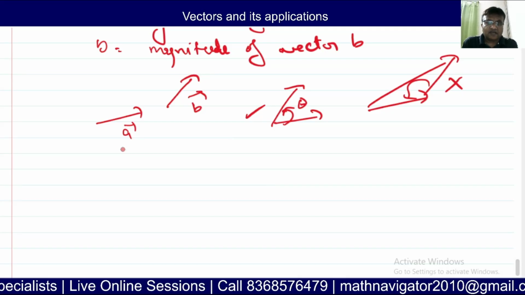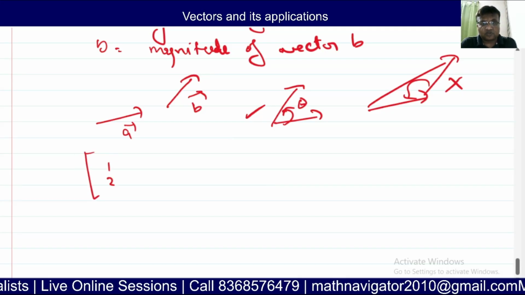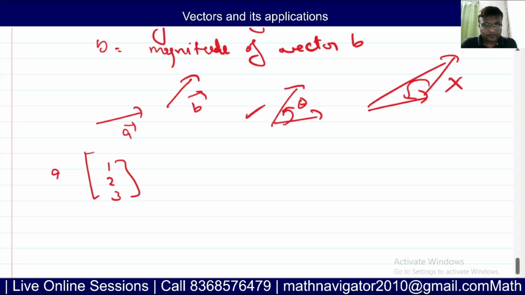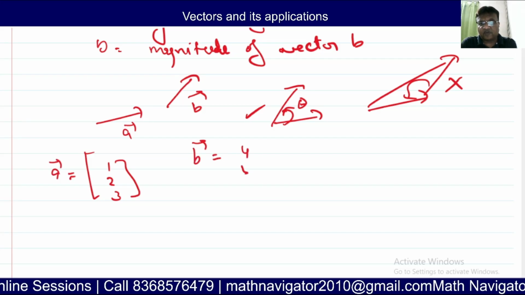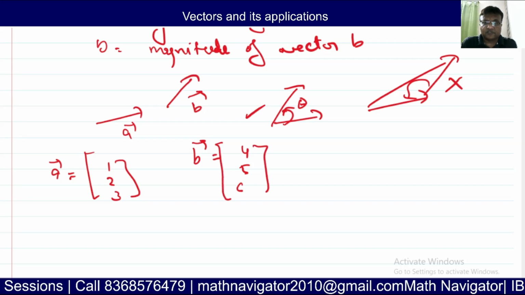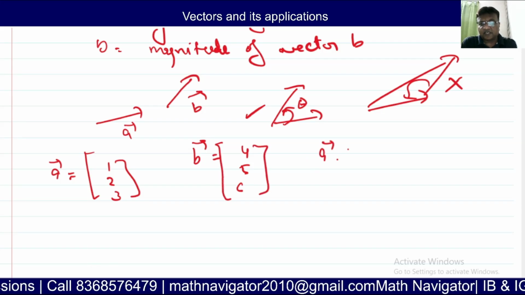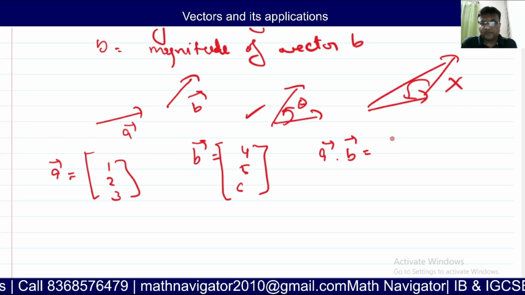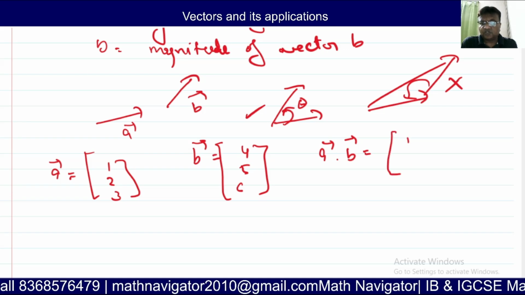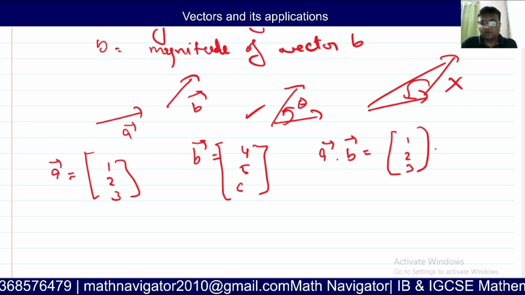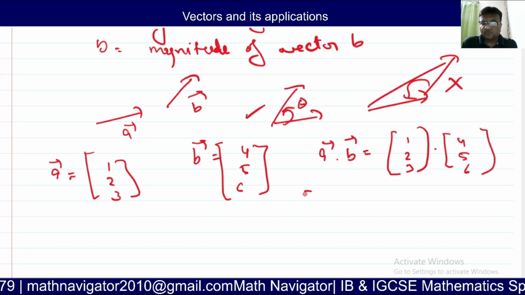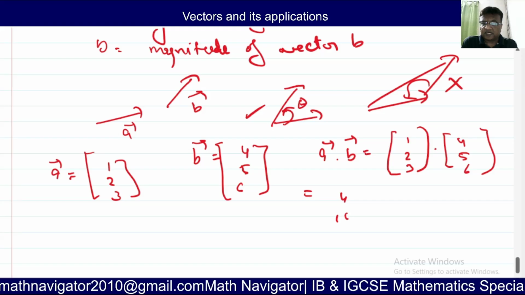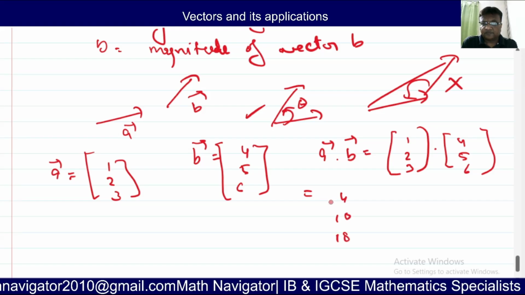Another way: if I have a vector 1, 2, 3, which is vector A, and vector B is 4, 5, 6. Now if I want to do vector A dot vector B, this is equal to 1, 2, 3 dot 4, 5, 6. This will be 4, 10, 18.